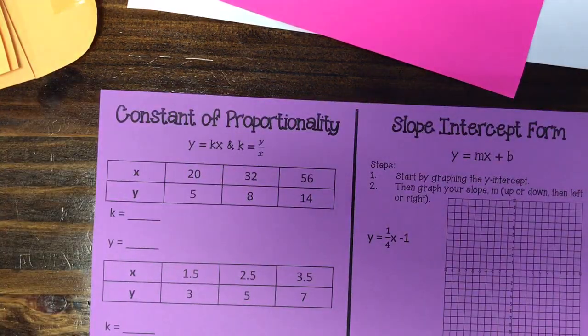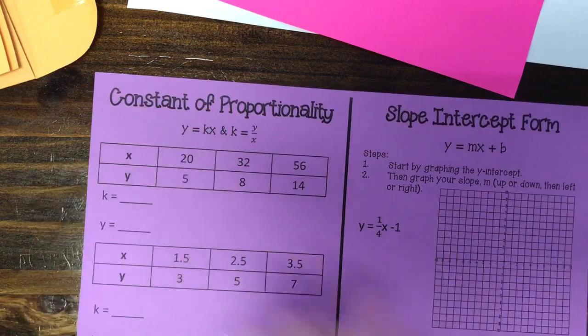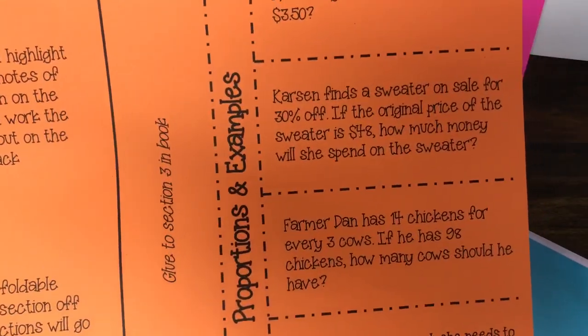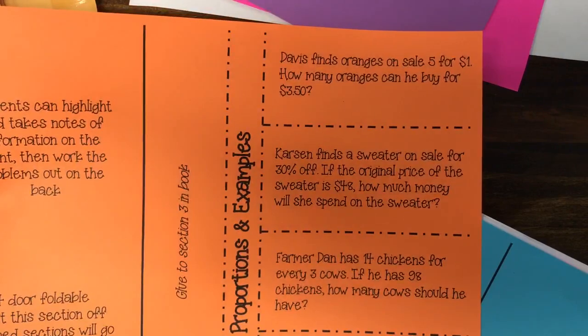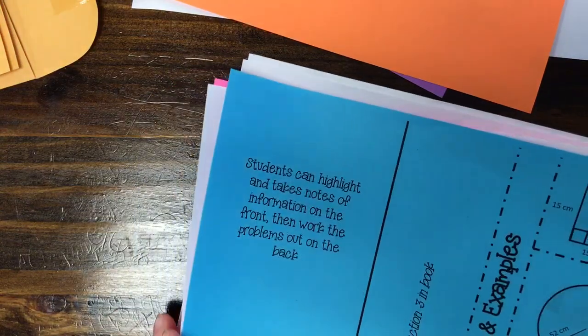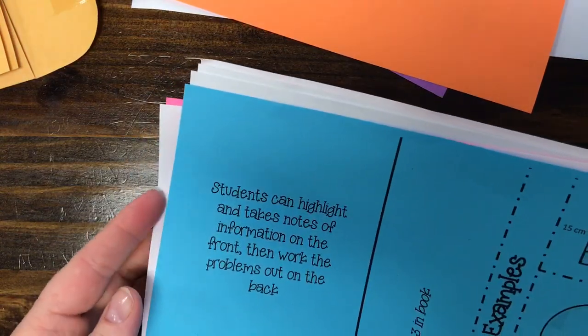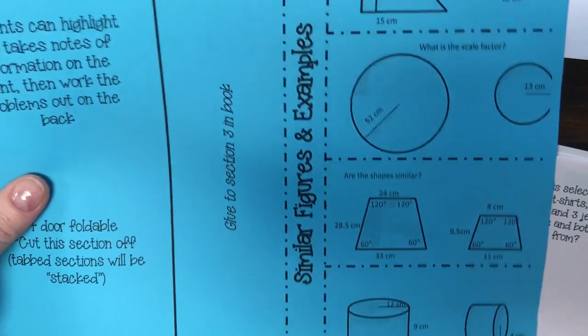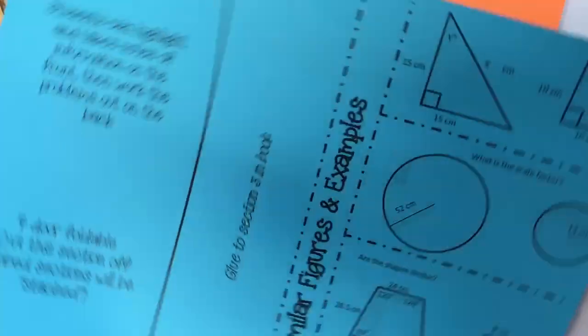The next piece I'd like you to look for is constant of proportionality, okay? And then the next piece I want you looking for is proportions and examples. Okay, and these might, all classes are kind of different colors. I just kind of did what we could do in terms of amount of paper. Okay, our next page that we're looking for is similar figures and examples.